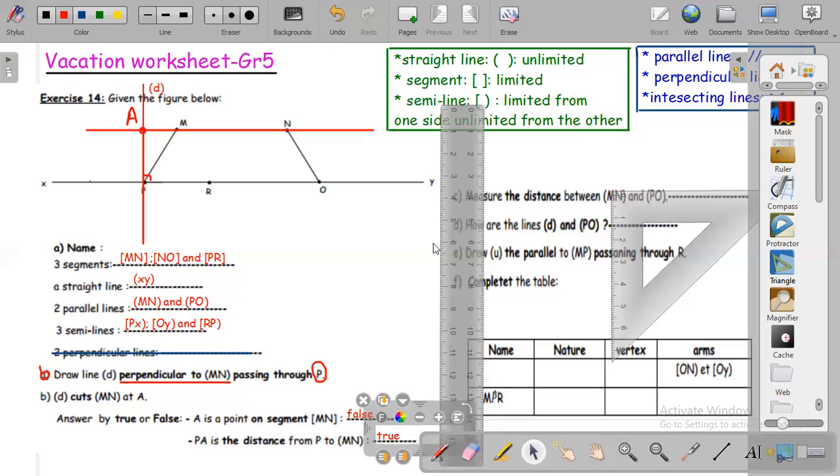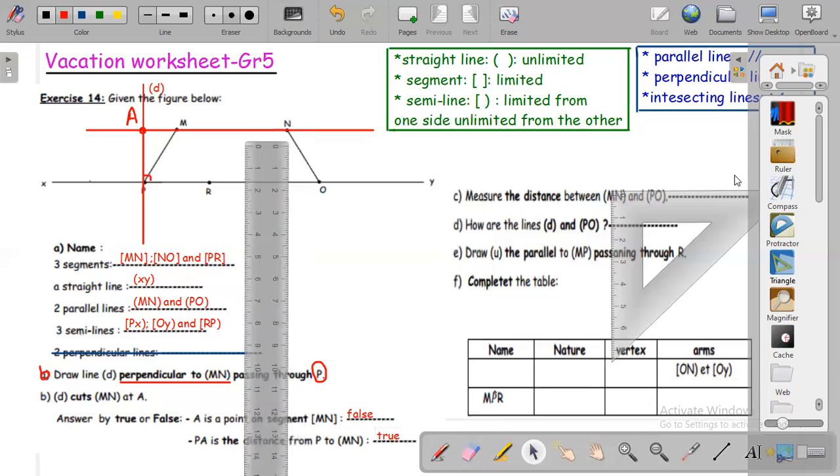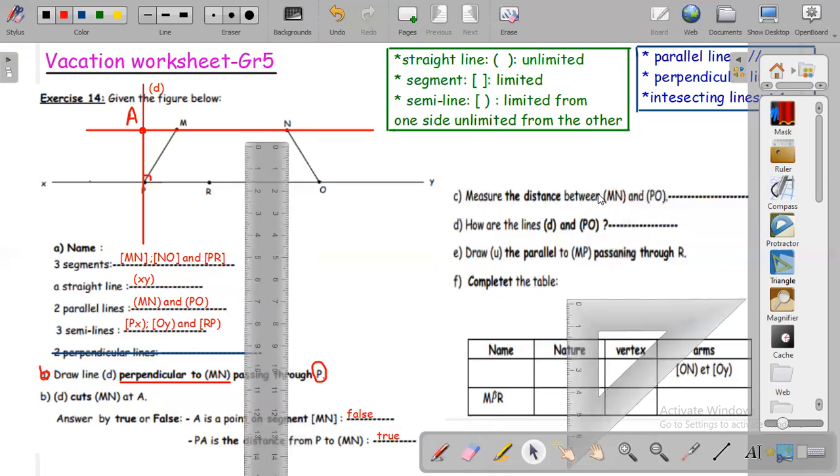Now, part C. Measure the distance between MN and PO. To find the distance, we take a point on one of these two straight lines, and then we draw the perpendicular to the other line. So here is MN, and here is the line PO. Do we have the perpendicular between these two lines? Yes, we take one point of PO and we draw the perpendicular to the other line. So PA is the distance between MN and PO.